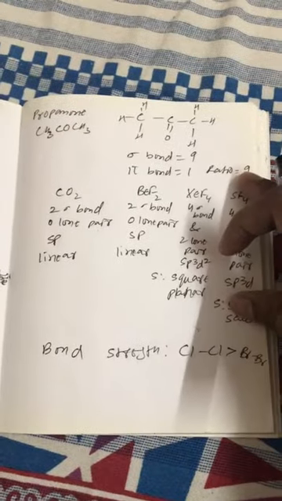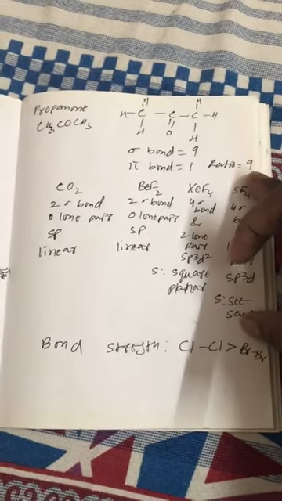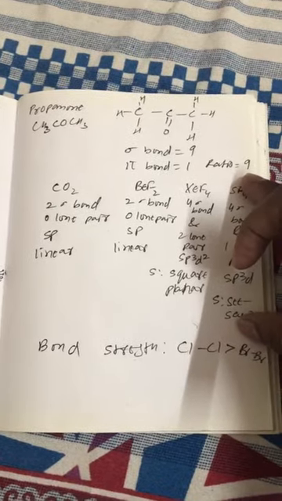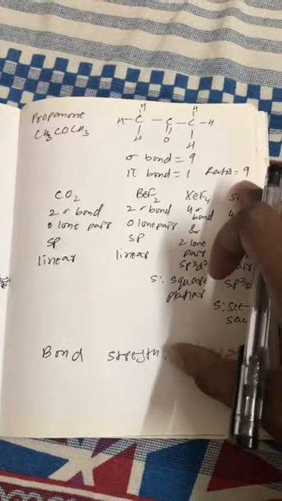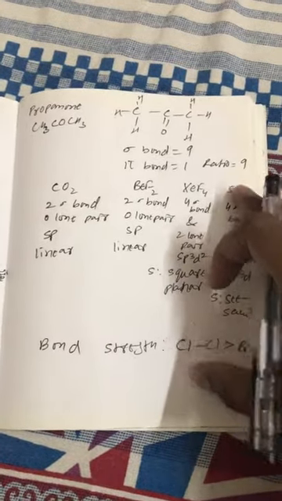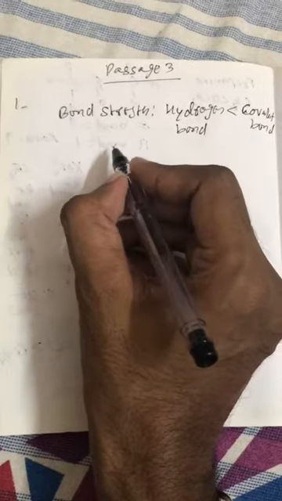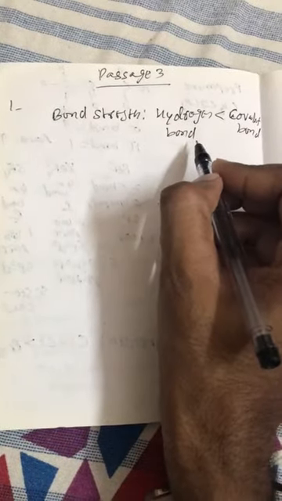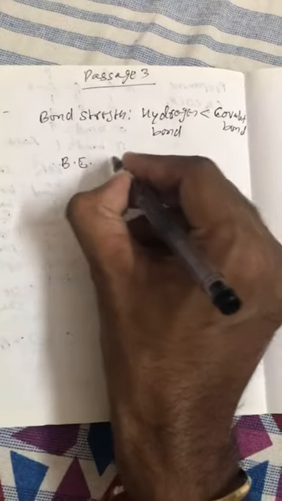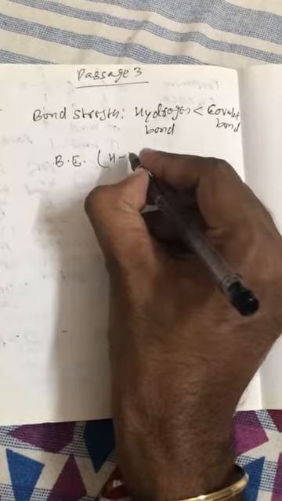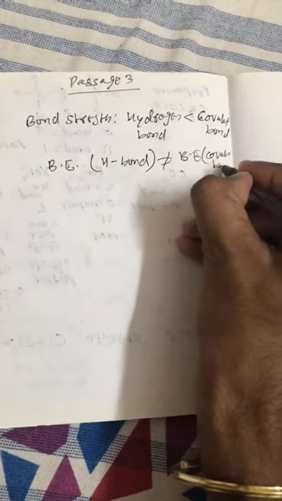And if we compare the bond strength of Cl and Br, then the bond strength of the Cl bond is greater than the Br bond because of the smaller bond length of Cl. Passage 3, question 1. So the bond strength of a hydrogen bond is smaller than a covalent bond, but the bond energy of a hydrogen bond is not half of the bond energy of a covalent bond.